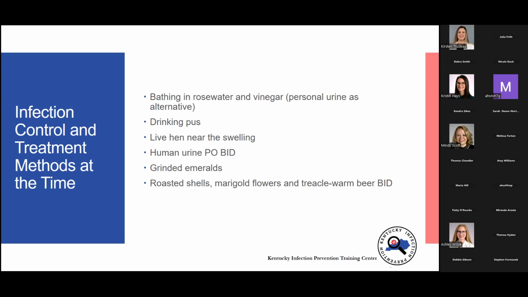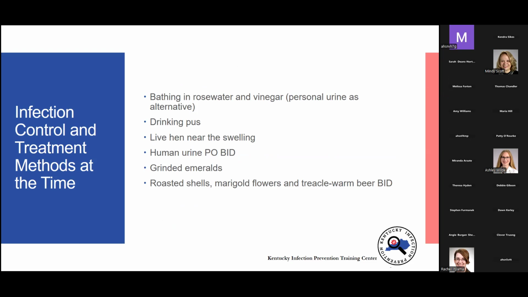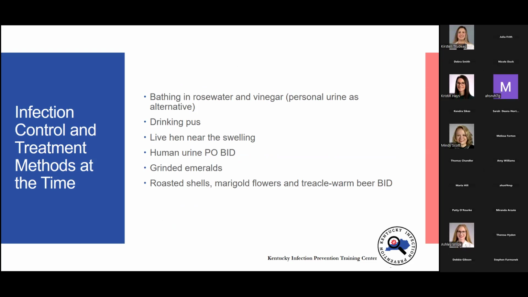So some infection control and treatment methods at the time. Some things they were doing, whether to treat someone who was already ill or just to prevent themselves from getting sick, were bathing in rose water and vinegar. And if they didn't have that, they were using personal urine as an alternative. They would drink pus from those leaking sites. They would put live hens near the swelling of the leaking sites.